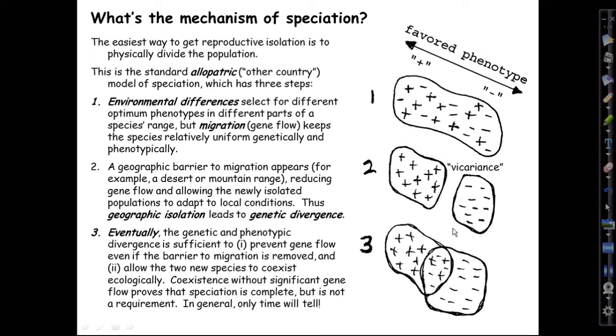If that remains the case long enough, then genetic and phenotypic divergences of various kinds can arise, enough to prevent gene flow even if the barrier to migration is removed, as it is here in step 3, and the populations come back together. If they are now sufficiently different in behavior, structure, whatnot, then they may be able to coexist ecologically in this zone that they've now reoccupied because it's no longer a desert, say. And if they're not inclined to mate with each other or can't mate with each other, then they will remain geographically isolated, and we have a proof that speciation is complete.